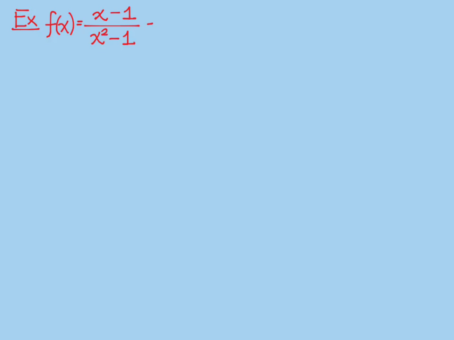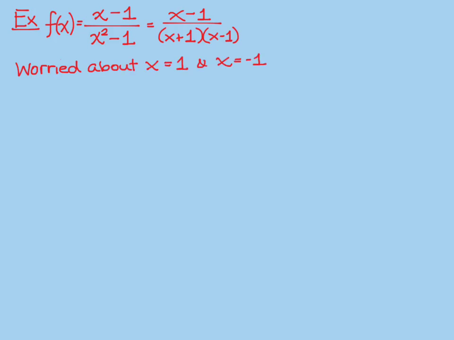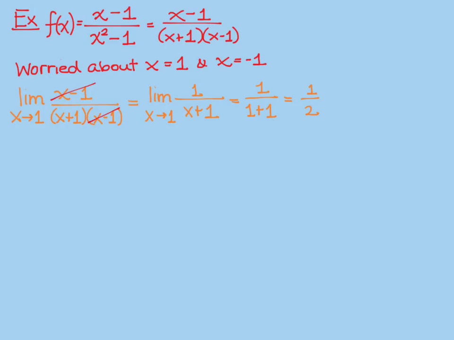Let's look at some examples. So here we have the function f of x equals x minus 1 over x squared minus 1, which I can factor into x minus 1 over x plus 1 times x minus 1. And notice that I can cancel x minus 1 out of the top and the bottom. So if we take the limit as x goes to 1, we cancel the x minus 1 term out of the top and the bottom, and I'm left with the limit as x goes to 1 of 1 over x plus 1, which is 1 over 2.